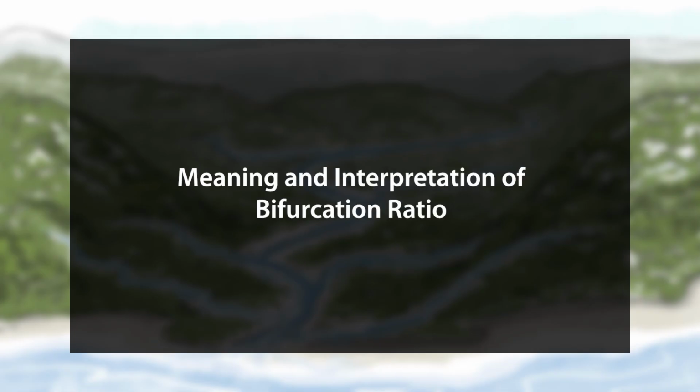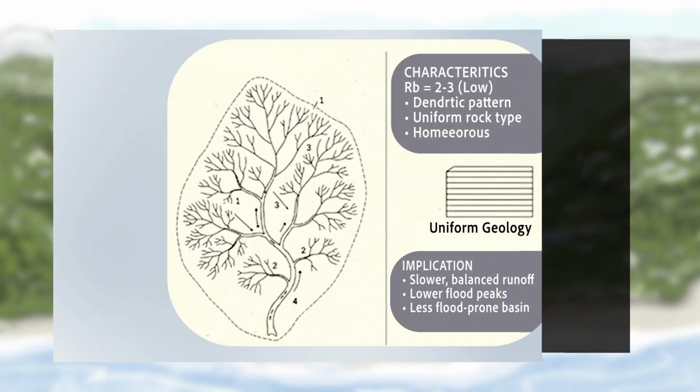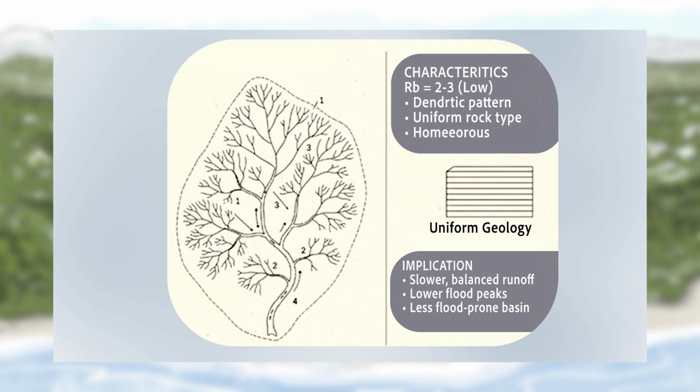Meaning and interpretation of bifurcation ratio. Bifurcation ratio shows how much the drainage is controlled by geological structures and indicates structural disturbances in the watershed. A high bifurcation ratio, greater than 5, shows strong structural control and tectonic influences, whereas a low bifurcation ratio, between 2 to 3, depicts a natural dendritic pattern with uniform rock type.